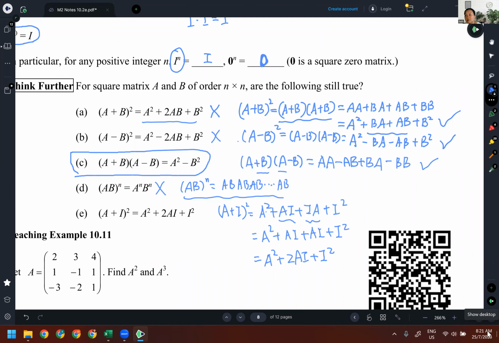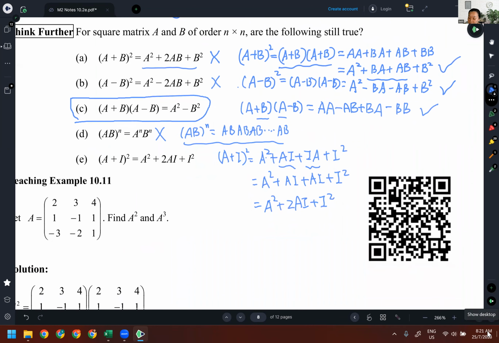That's correct. In fact, you can simplify it more because AI is A, so you just write 2A. And I squared is I, so you just write I. So it can be further simplified to this. This is a true identity. Very rare, but still true. So you must really be on alert. Sometimes these can be used, sometimes they cannot. You must know yourself.